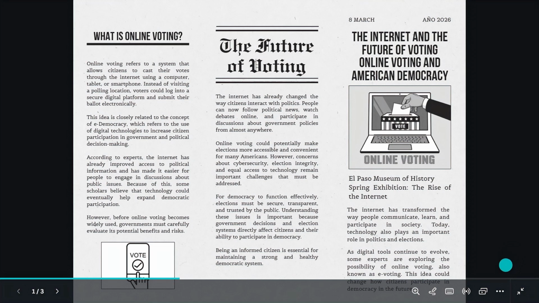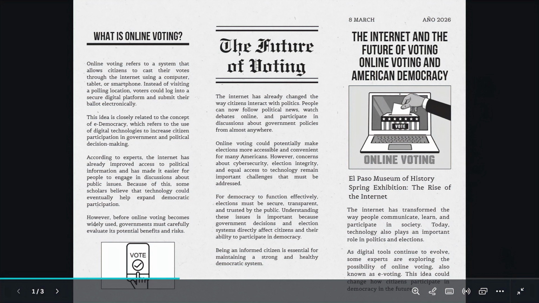Hi everyone, today I will be presenting my brochure about online voting and the future of democracy in the United States. This brochure was created for the El Paso Museum of History exhibition about the rise and expansion of the Internet.